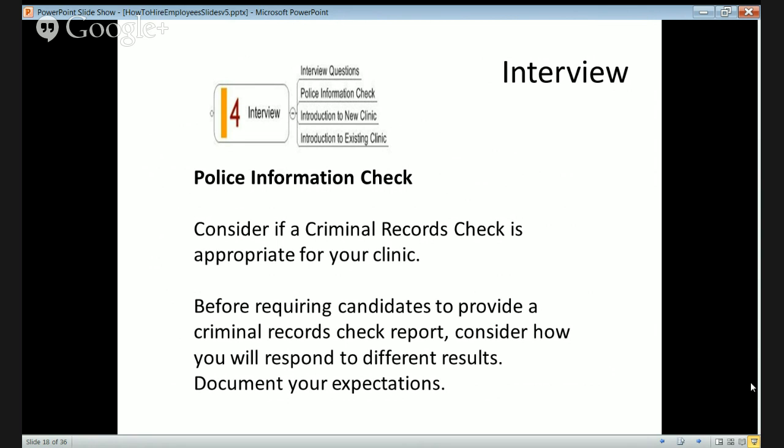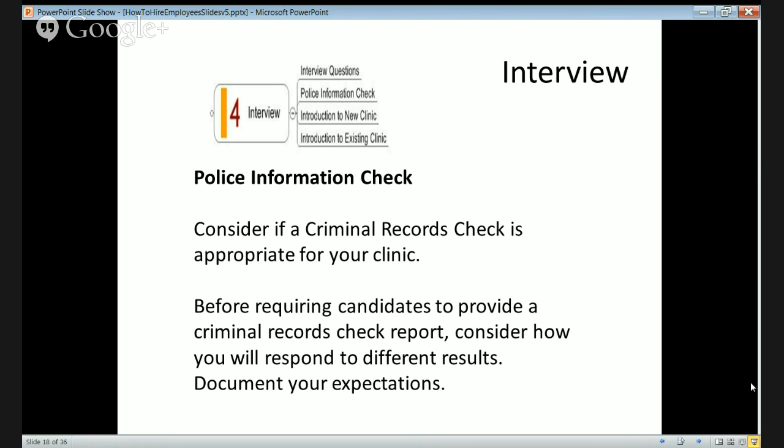Determine in advance how you might respond to those situations. You can give the information sheet to the candidate at the time of the interview about how to get a criminal records check. They are only required to complete the criminal records check when a job offer is made.